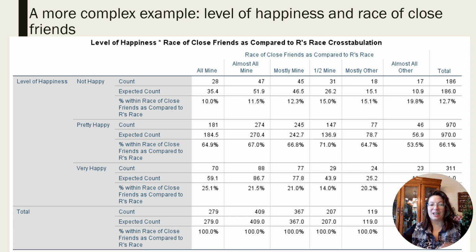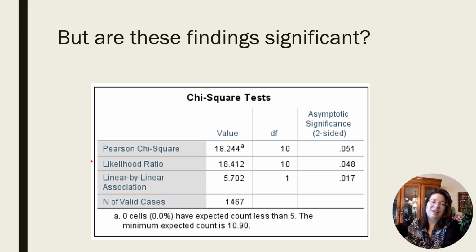Before you try to figure out what any of this means, start by looking at the chi-square table. Is this actually statistically significant and something that you need to interpret, or can you just skip on to the effect size? So when we look at our chi-square results, we can see, first of all, that yes, we have met our assumption of a minimum expected count of 5 for all of our cells, and we can also see here our Pearson chi-square value. So it's 18.244 with 10 degrees of freedom and a significance value of 0.051.